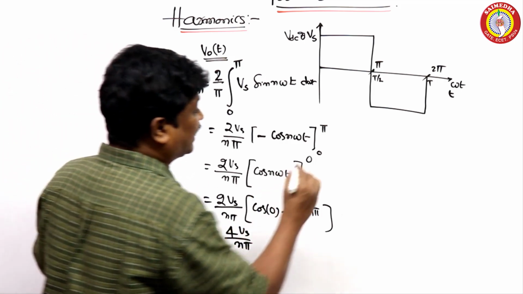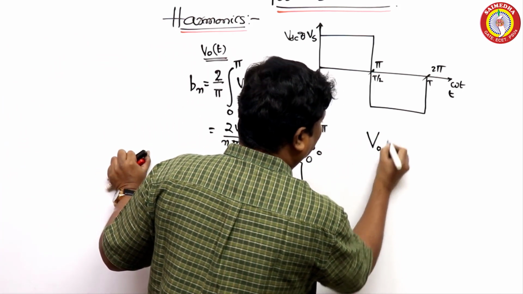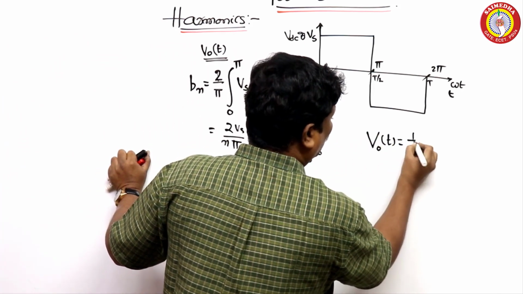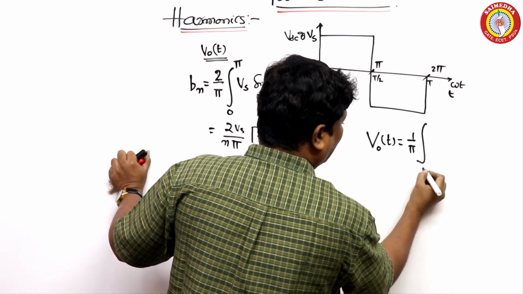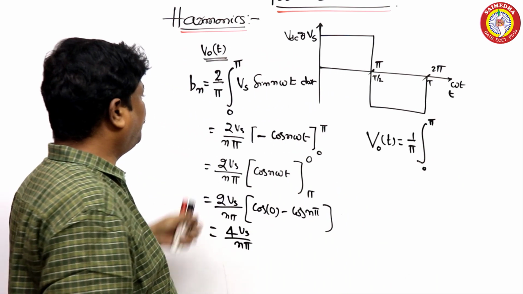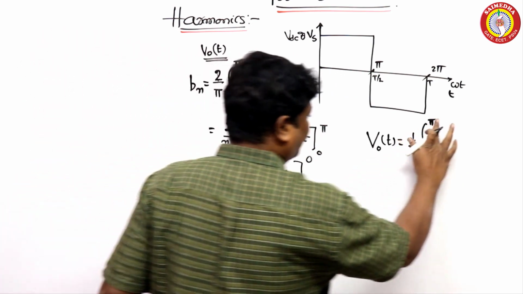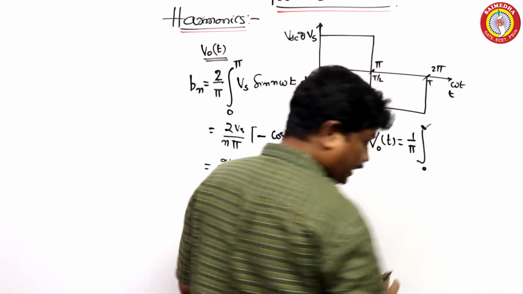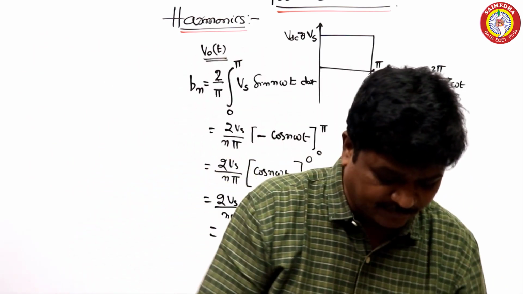So what is the output voltage expression we can write here? V naught of t is equal to 1 by pi integral of 0 to pi Bn, not integral, sigma we have to take here. Sorry, a small correction for this.